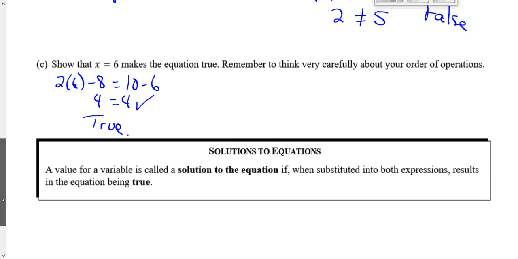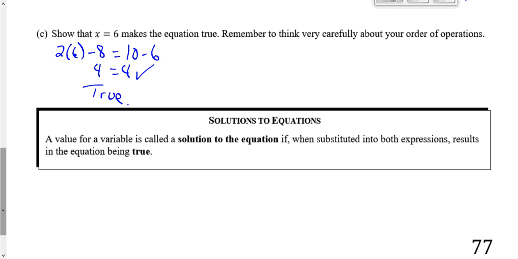Okay. So in order to be a solution to the equation, the value of x you're given or work out must make the equation true. It must make one side the same value as the other side.